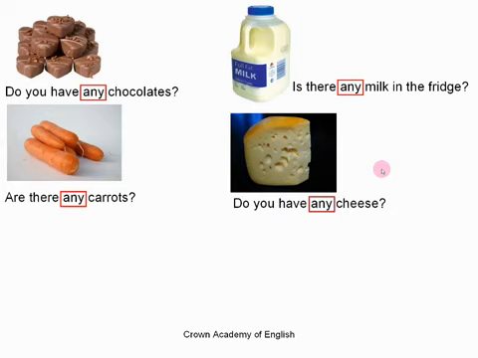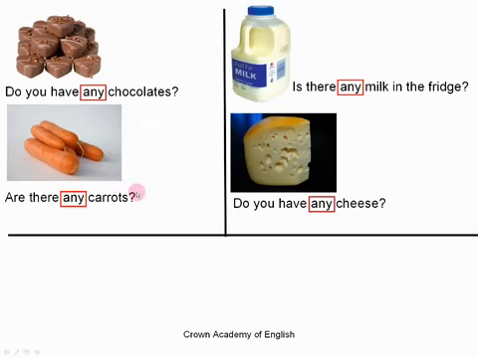And here, all 4 sentences are using the word any. Okay? And we can see that these are all questions, just normal questions about the noun. And as always, the countable nouns must be in the plural. And so here, are there any carrots, is the plural, so the verb is in the plural, are.